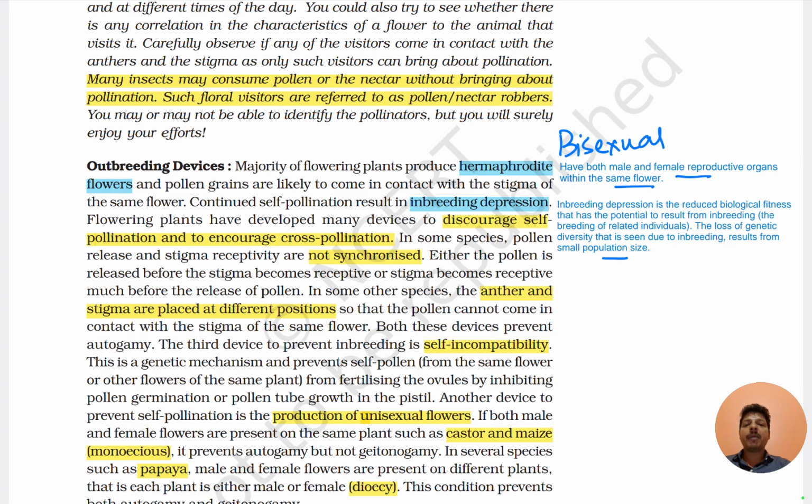And flowering plants have developed many devices to discourage self-pollination and encourage cross-pollination, and they are: stigma receptivity and pollen release are not synchronized. Second is different position. Third, self-incompatibility, and fourth is producing unisexual flowers.